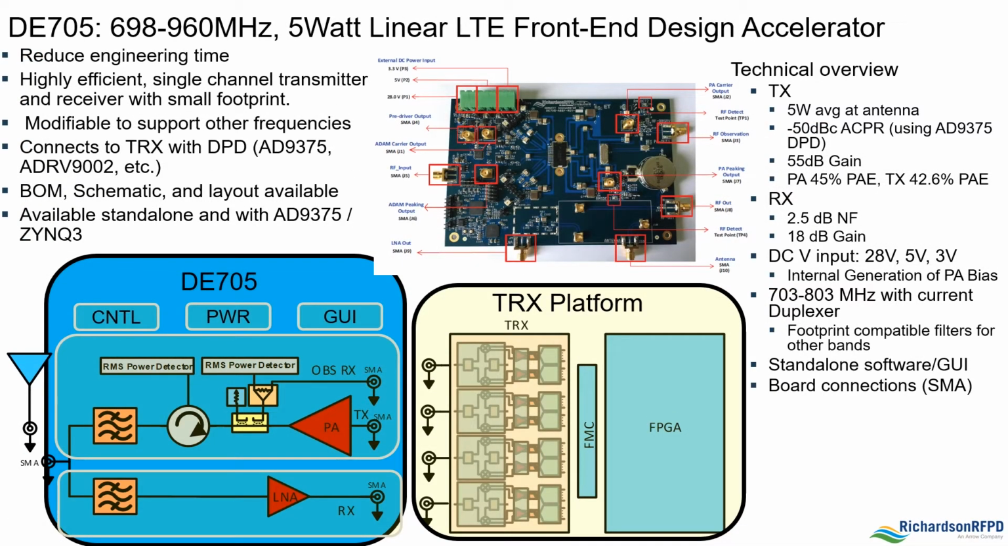Richardson RFPD has tried to augment these multi-application design accelerators with more market-specific RF front ends, and initially designed the DE705, 698 to 960 megahertz, 5-watt output with LNA that will work with any 698 to 960 megahertz platform with DPD. Please note that the 5-watt output is at the connector and takes into account all the loss between the PA and the antenna connector. It also assumes an 8 dB peak to average ratio signal and a 50 dB ACPR.